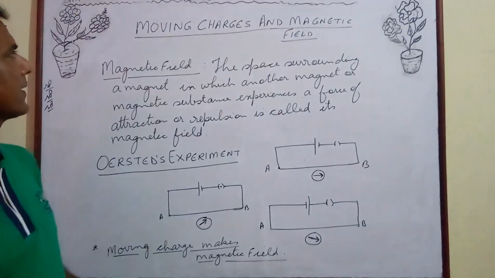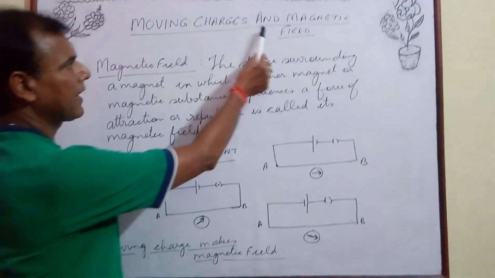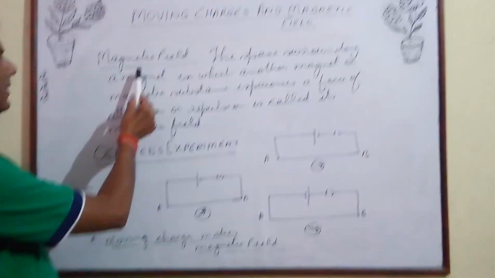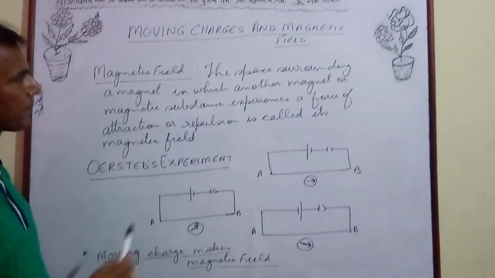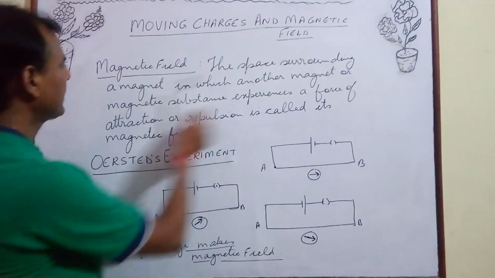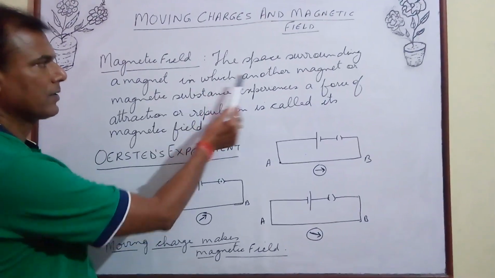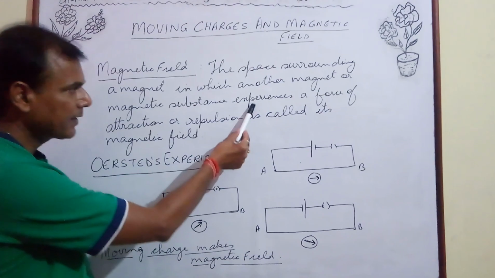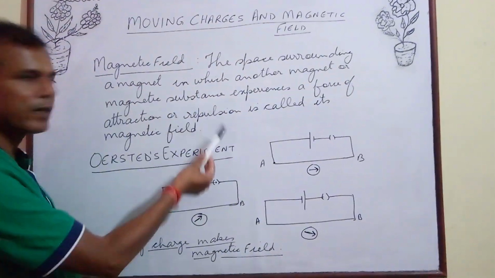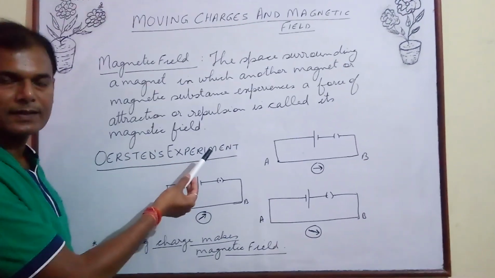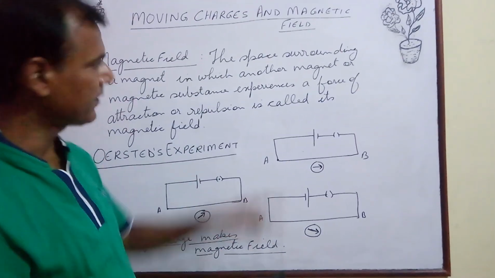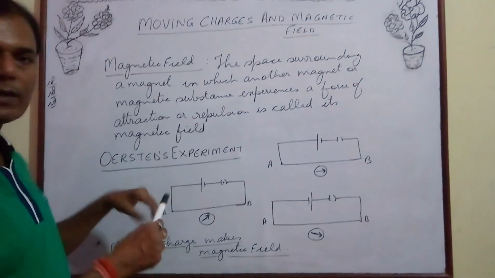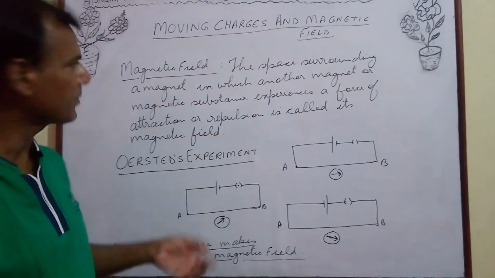Students, now we will study moving charges and magnetic field. The first thing in this chapter is magnetic field. The space surrounding a magnet in which another magnet or magnetic substance experiences a force of attraction or repulsion is called its magnetic field. Clear? It's similar to electric field.